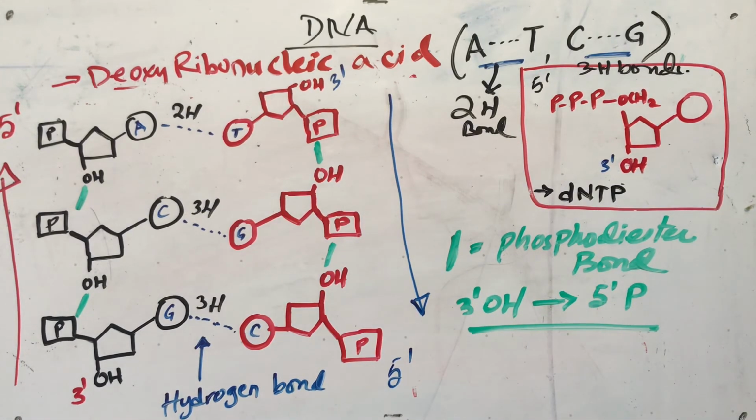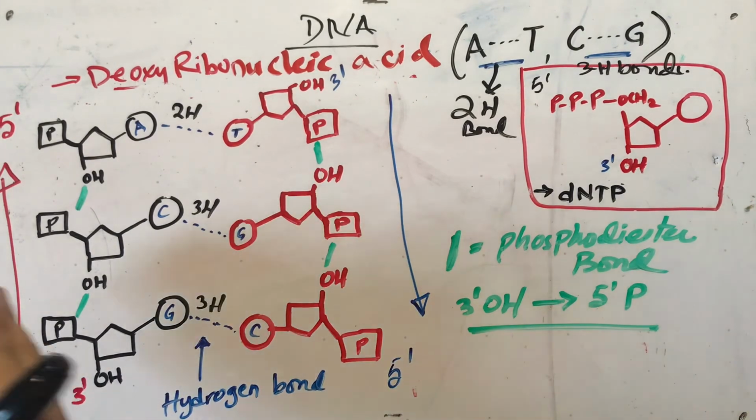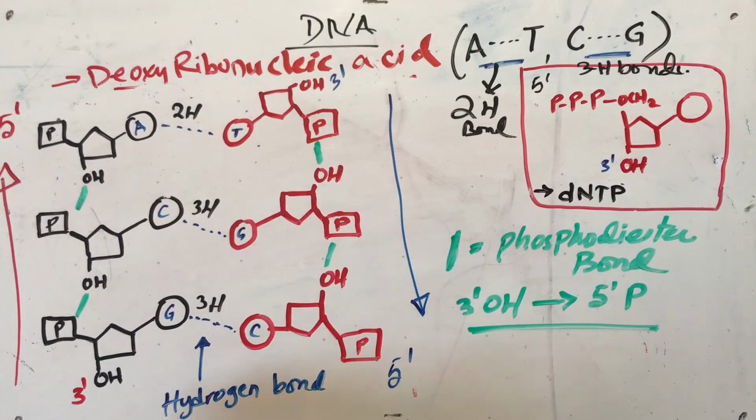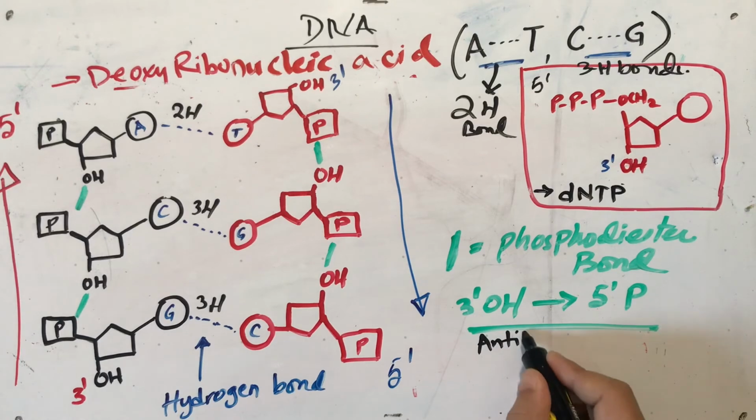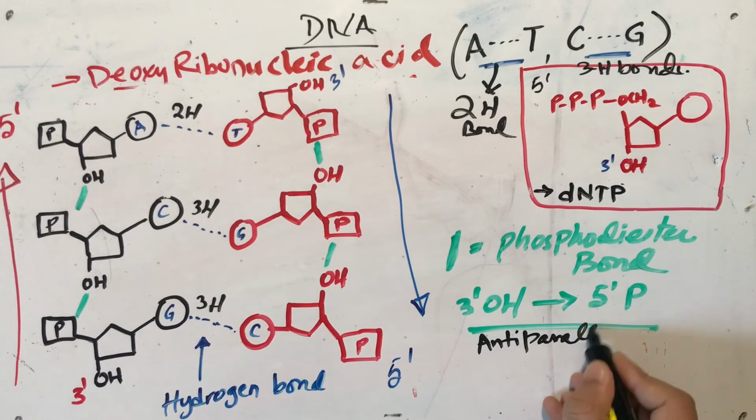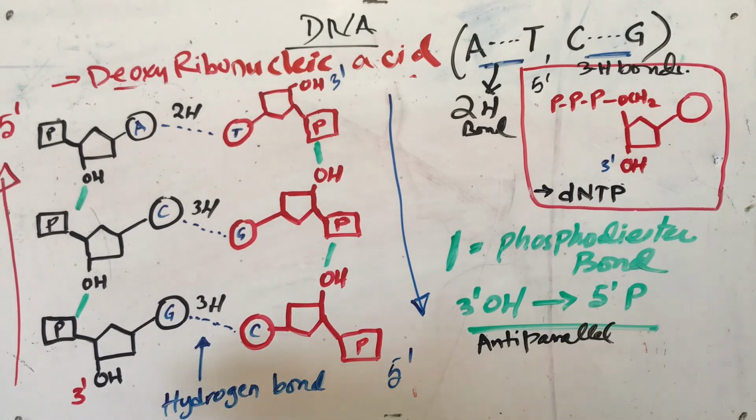Just to summarize the structure of DNA, as we can see, this is double-stranded. One strand is going from 3' at the bottom to 5' at the top, and one is from 3' at the top to 5' at the bottom. So we have a special name for this one. It's called anti-parallel. Because the DNA is double stranded, it's called a double helix.